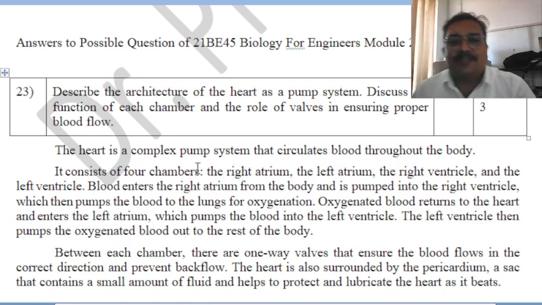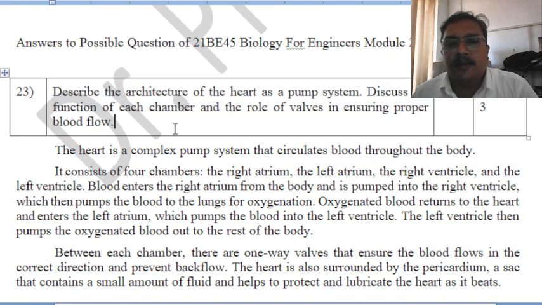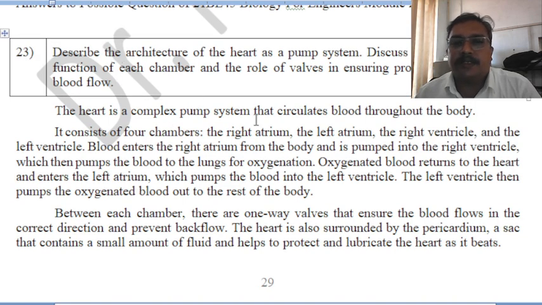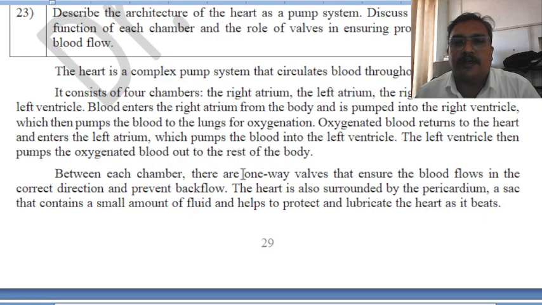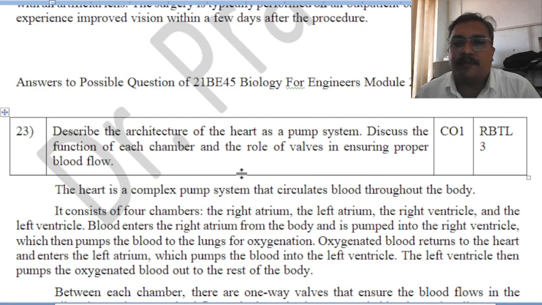Okay, so a question is given. It is there in the question bank. This question I already gave in the question bank, which I prepared myself. There are no previous question papers as such, because this is the first time it has been introduced to the university. So I framed the possible questions based on the study material that I have prepared. Question: describe the architecture of the heart as a pump system. Discuss the function of each chamber and the role of valves in ensuring proper blood flow.